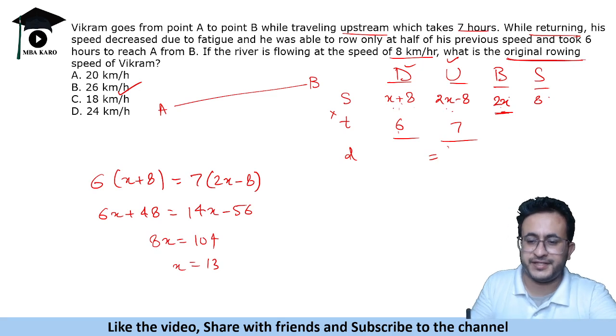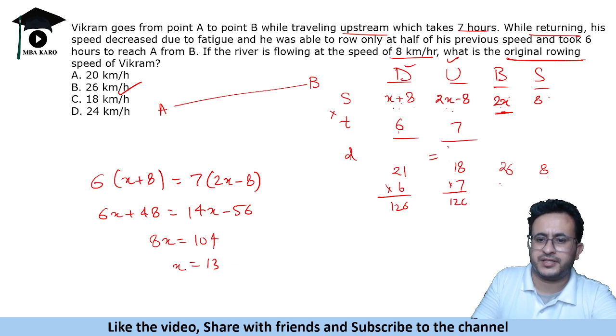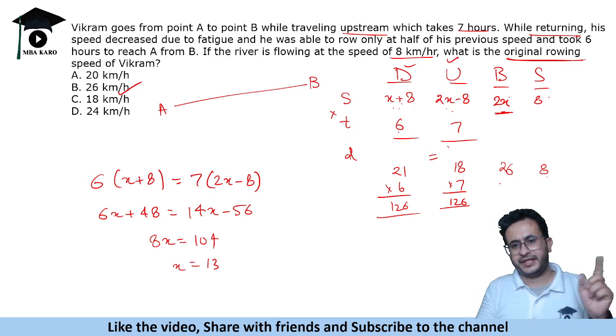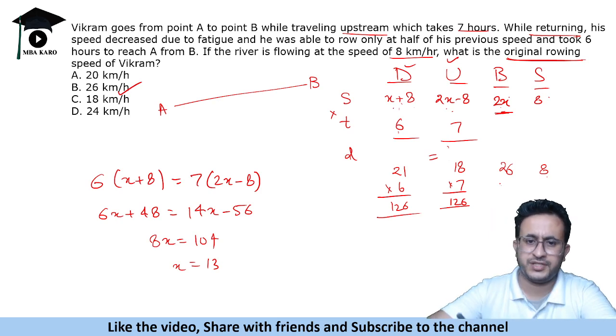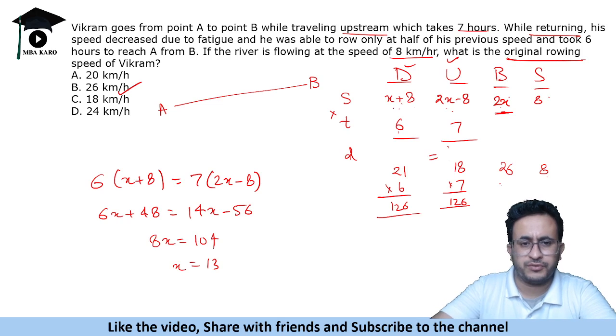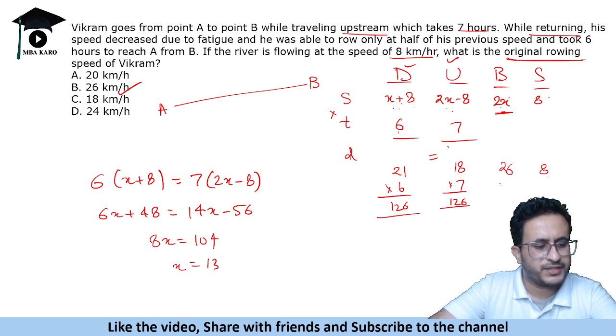If you want to verify the answer, you can. If his rowing speed is 26 and speed of stream is 8, when he goes up he will take 7 hours at speed 18, and his speed now becomes 13 plus 8, which is 21. So 126. If they ask what is the distance between A and B, the answer would be 126 km. But it is not needed, you just have to solve for the speed of the boat. So this is how we solve speed based questions on boats and streams.